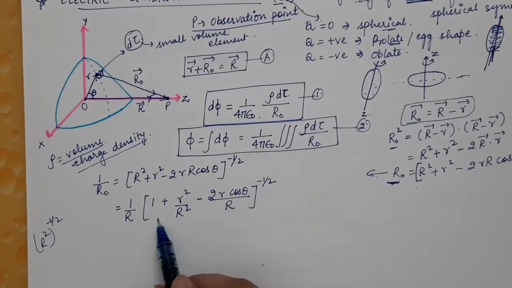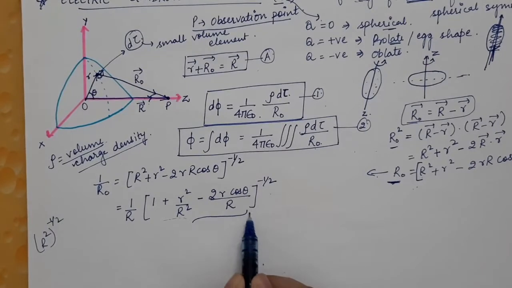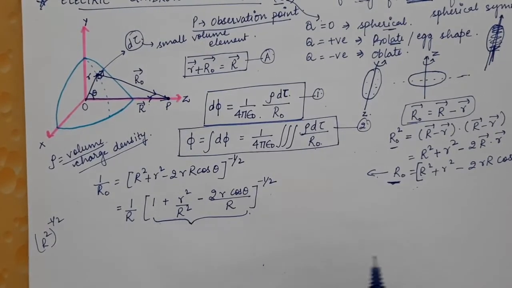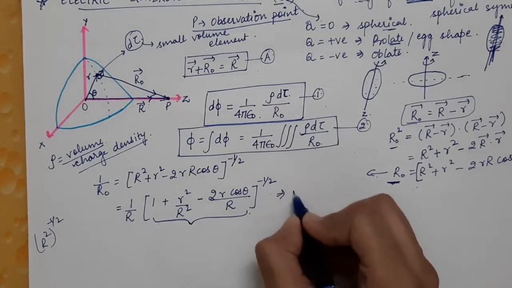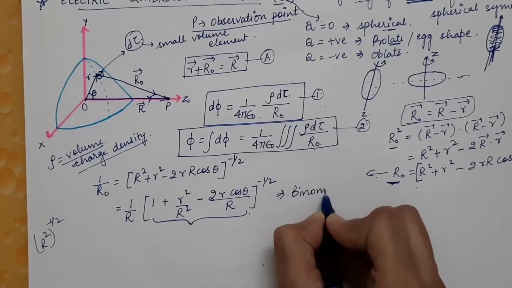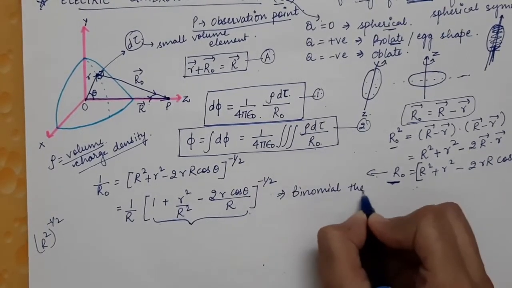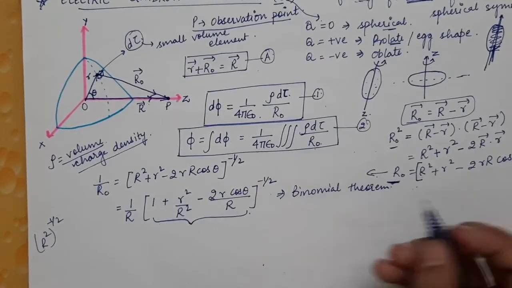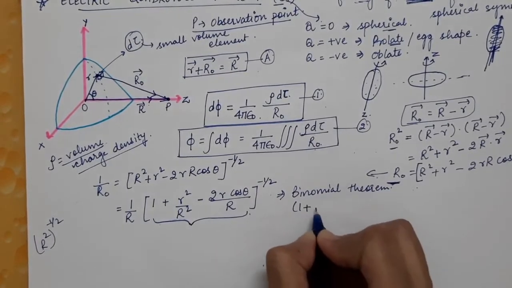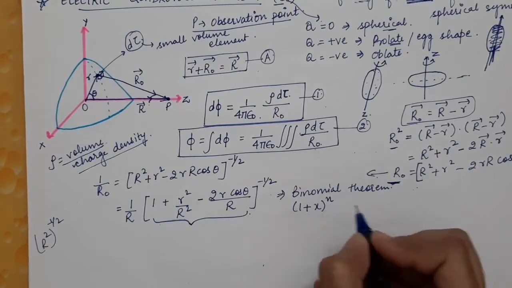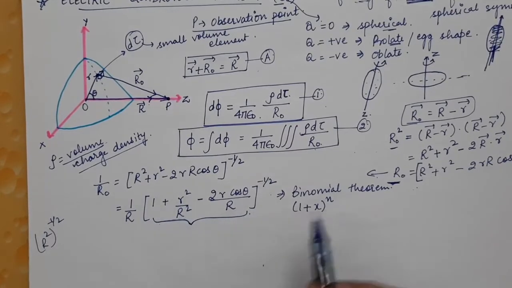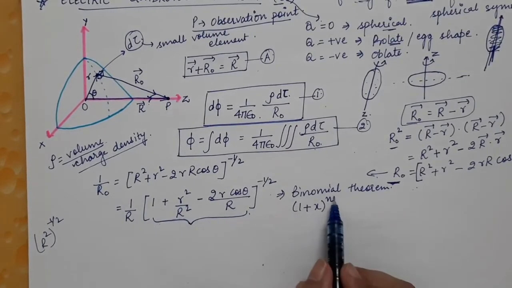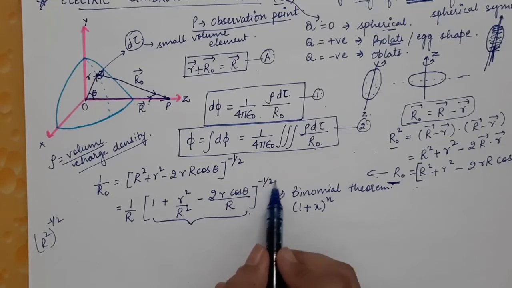Now we will further expand this term. This whole term in the square bracket, we will expand it using the binomial theorem. Now the binomial theorem says that if we have 1 plus x power n, now we have over here 1 plus x. Now x is these whole two terms.